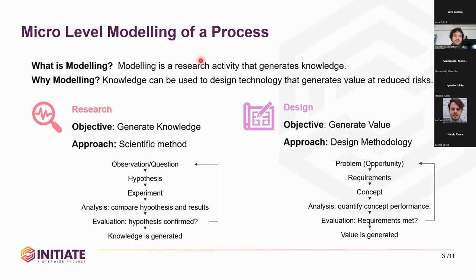And in research, usually we try to answer a question through the scientific method. So we wonder how something will perform, and we have different approaches to generate that knowledge, and modeling is one of them. But that's also useful when we are developing a technology. When we are developing a technology, we are trying to solve a problem or take an opportunity in society to generate value. In that case, we want to create a new concept that enables, for instance, industrial symbiosis, or allows us to produce a new product.